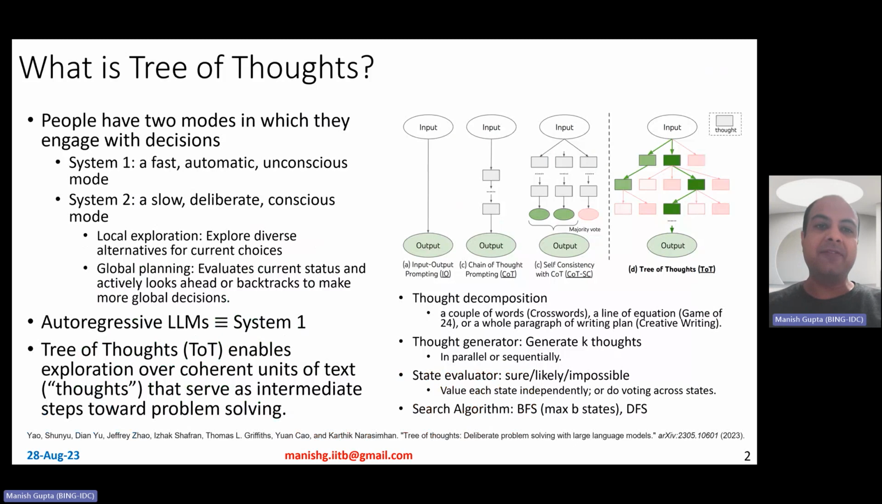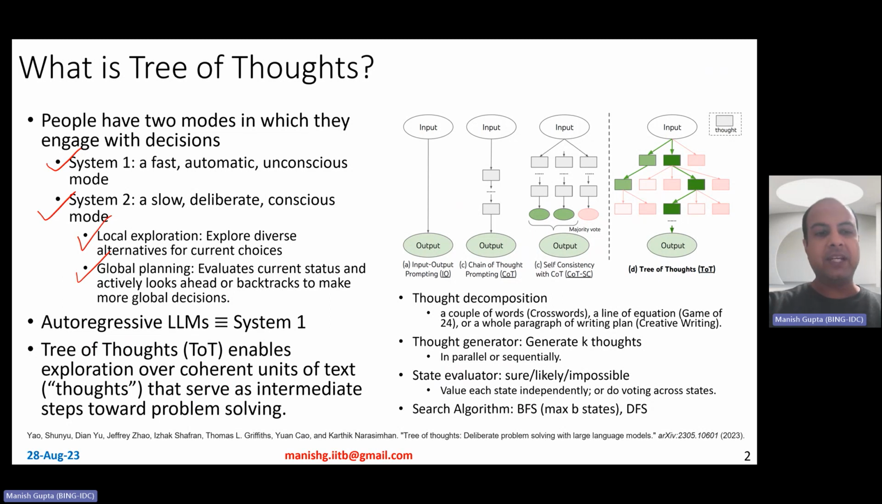Now, it turns out that people have two modes in which they engage in decisions. It's called system one mode and system two mode. System one is fast, automatic, unconscious thinking. System two is a slow, deliberate, conscious mode. It involves local exploration, so looking at various choices and exploring diverse alternatives, and then making a good choice and moving ahead, right? It also involves global planning. So it evaluates the current state and actively looks ahead or backtracks to make more globally optimal decisions.